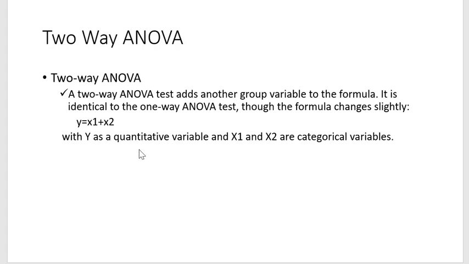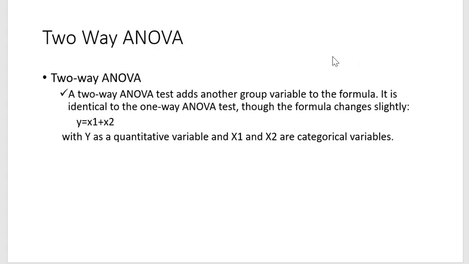Now let's move to two-way ANOVA. So what is two-way ANOVA? A two-way ANOVA test adds another group variable to the formula. It is identical to one-way ANOVA test, though the formula changes slightly. Okay, so y is equal to x1 plus x2, y is quantitative, while x1 and x2 are categorical variables.